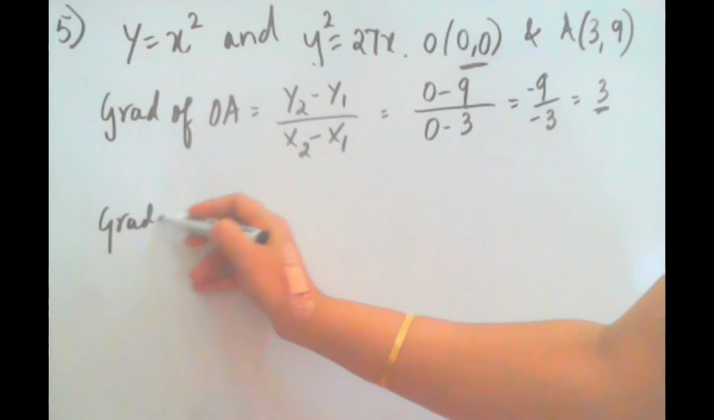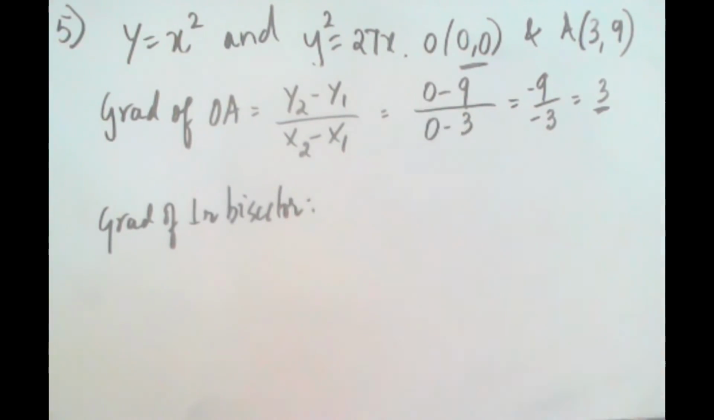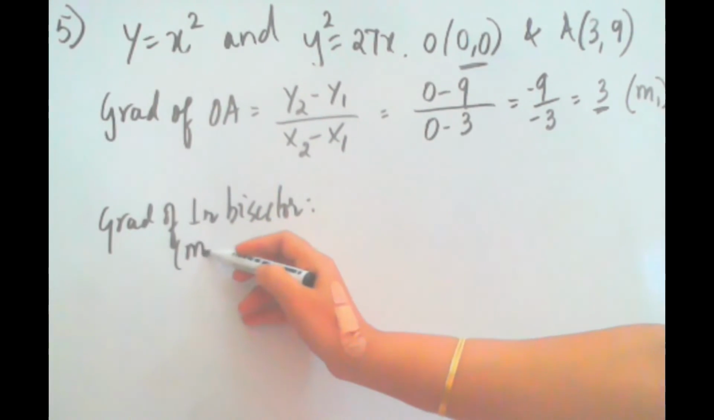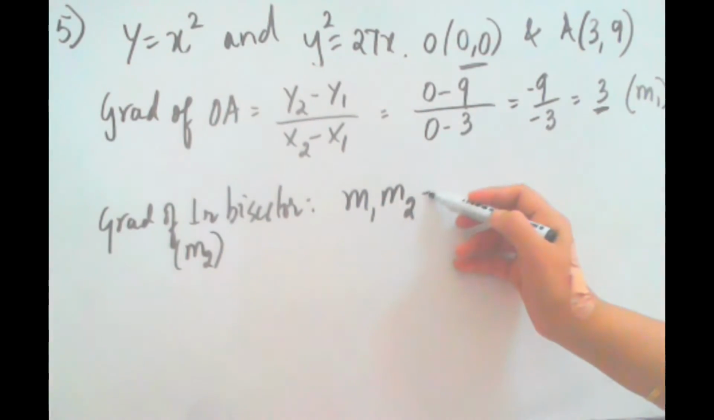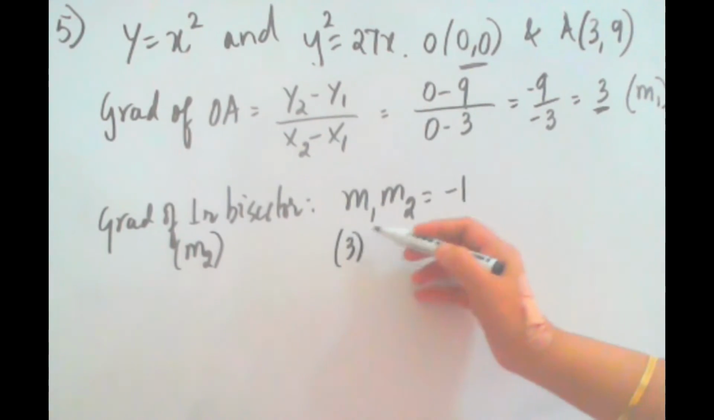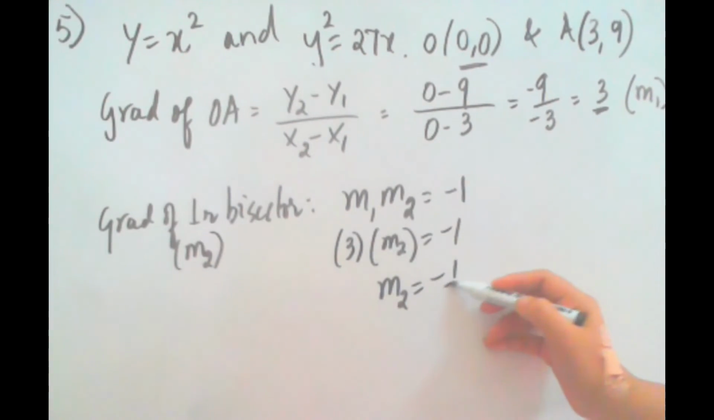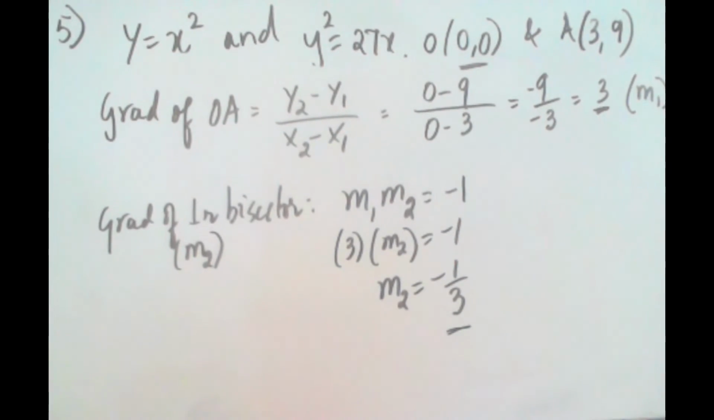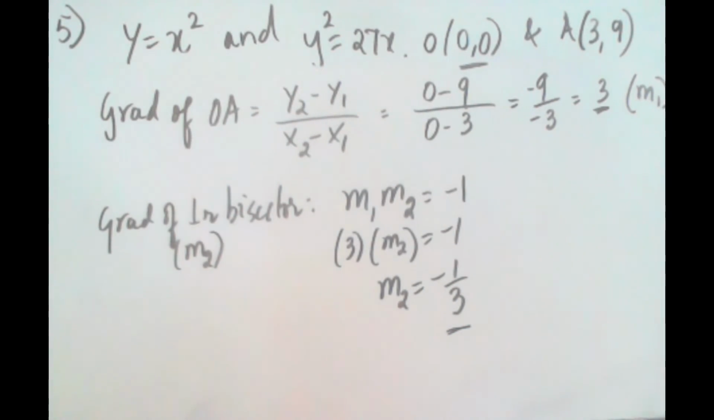Step 3, gradient of the perpendicular bisector. If we call the gradient of OA as m1 and the gradient of the perpendicular bisector as m2, the relation m1 into m2 is always minus 1. So we will substitute here m1 as 3, and 3 into m2 is equal to minus 1, which gives us m2 is equal to minus 1 over 3. So the third step is over. We found the gradient of the perpendicular bisector, which is minus 1 over 3.